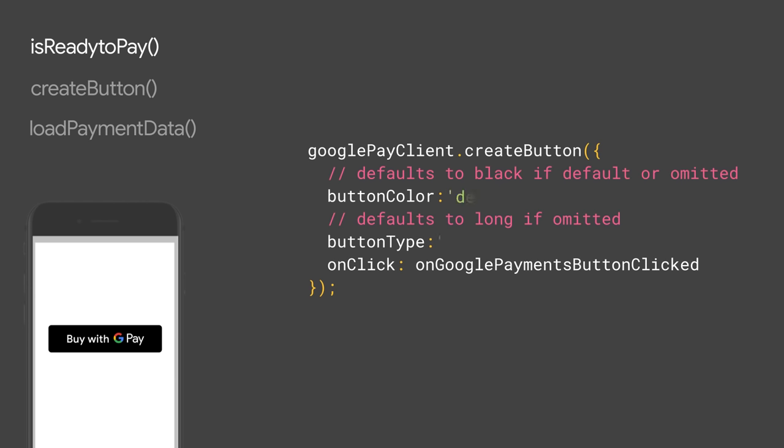Now that you know that the user is ready to make a payment, you will call our second API, createButton. We recommend that you use this API to ensure the Google Pay branding is used correctly per our latest guidelines. In the future, we will also automatically translate the button text based on the user's location. Once you add the button to your site and the user clicks on the button, you will call loadPaymentData to open up the payment sheet.